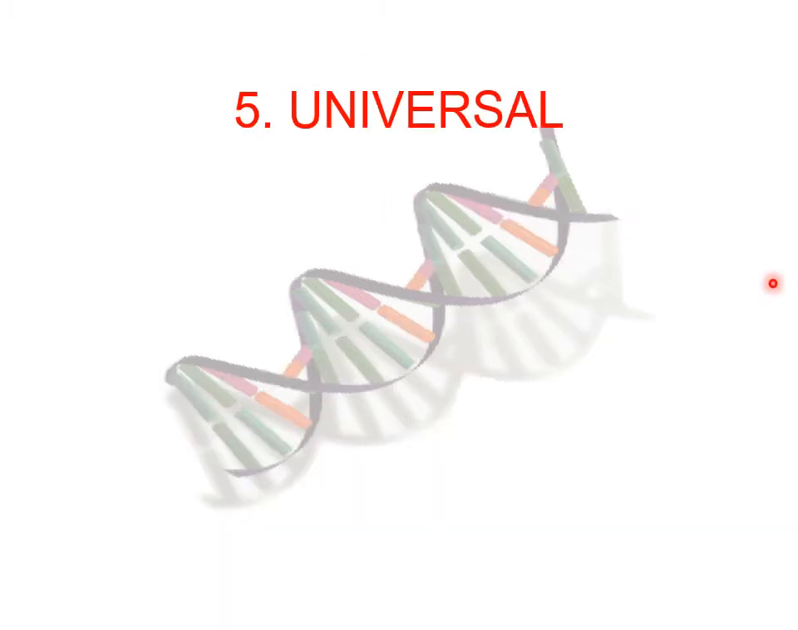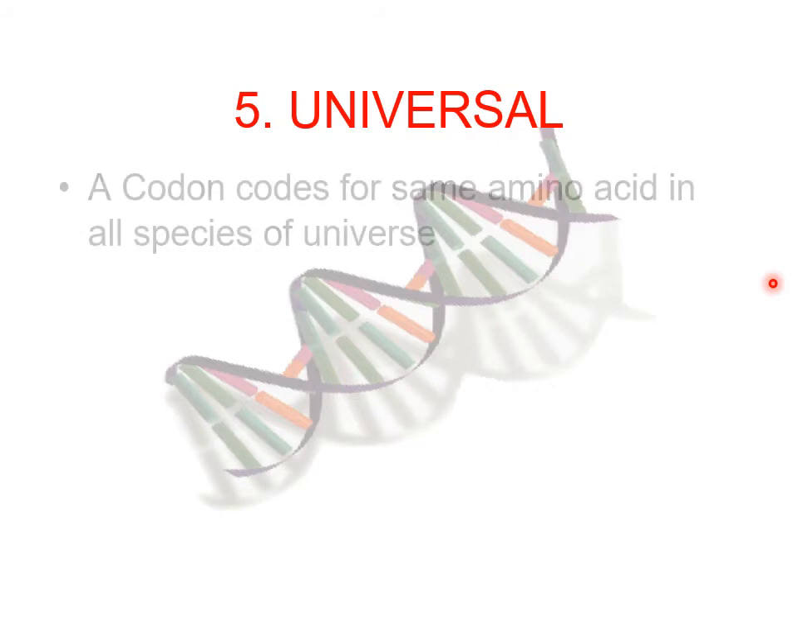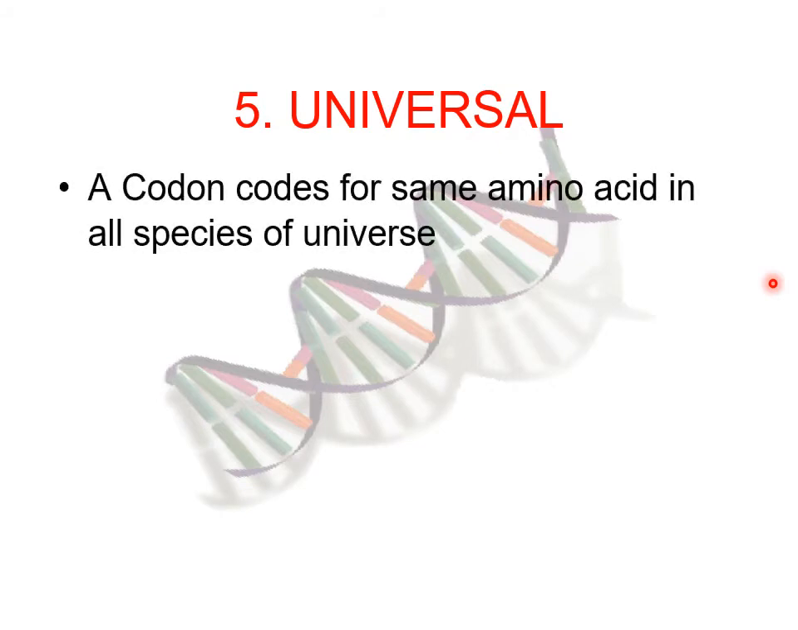The genetic code is universal. What it means is a particular codon will code for the same amino acid in all species in the universe. For example, if you take UUU, which codes for phenylalanine, it codes for phenylalanine not only in bacteria but also in humans. So anywhere from bacteria to buffalo, from E. coli to elephant, the same codon codes for the same amino acid. So this shows that probably life originated from a single origin and the genetic code has been preserved.